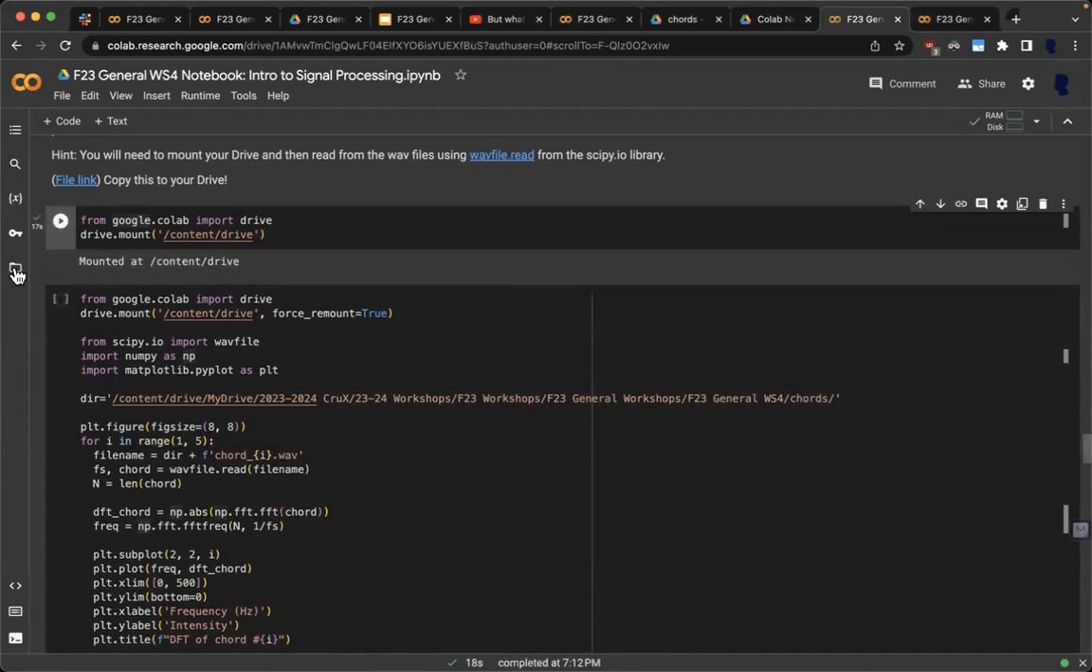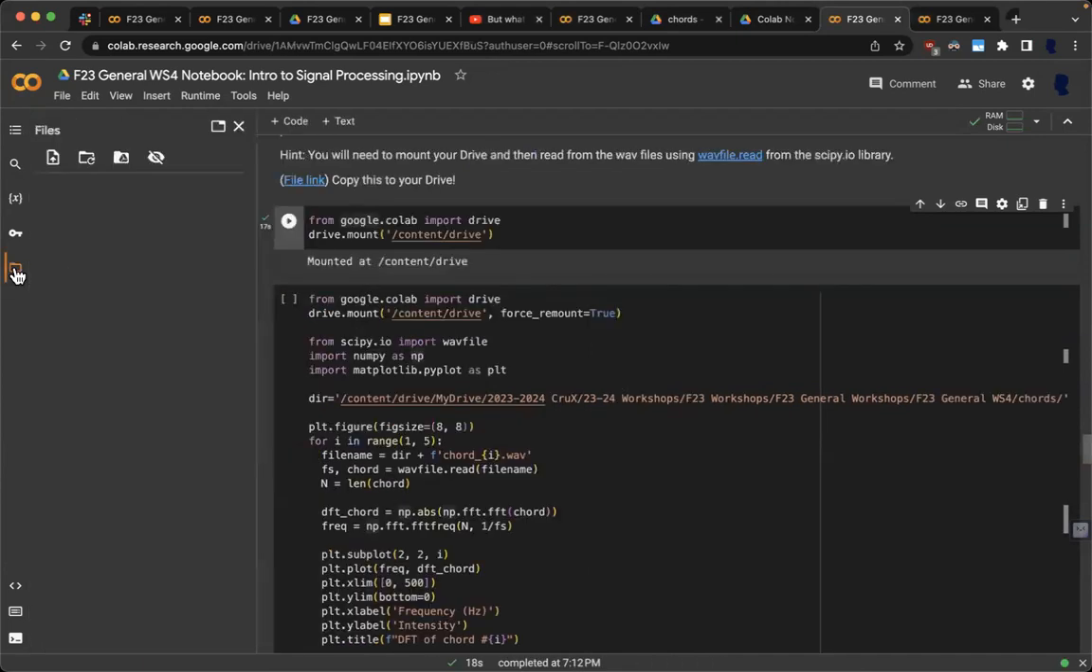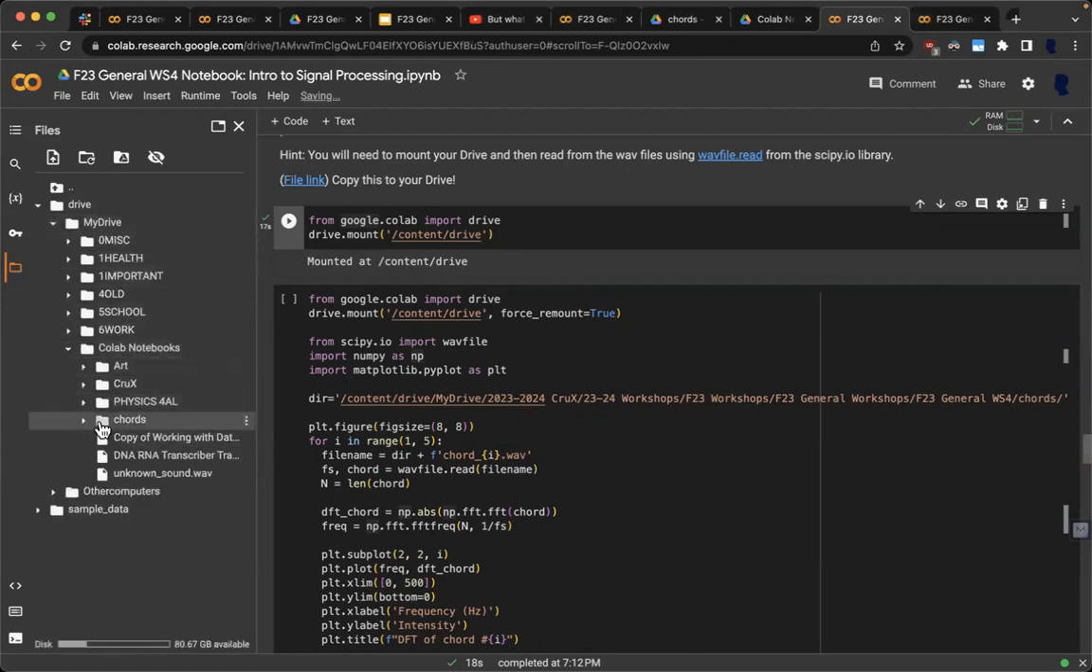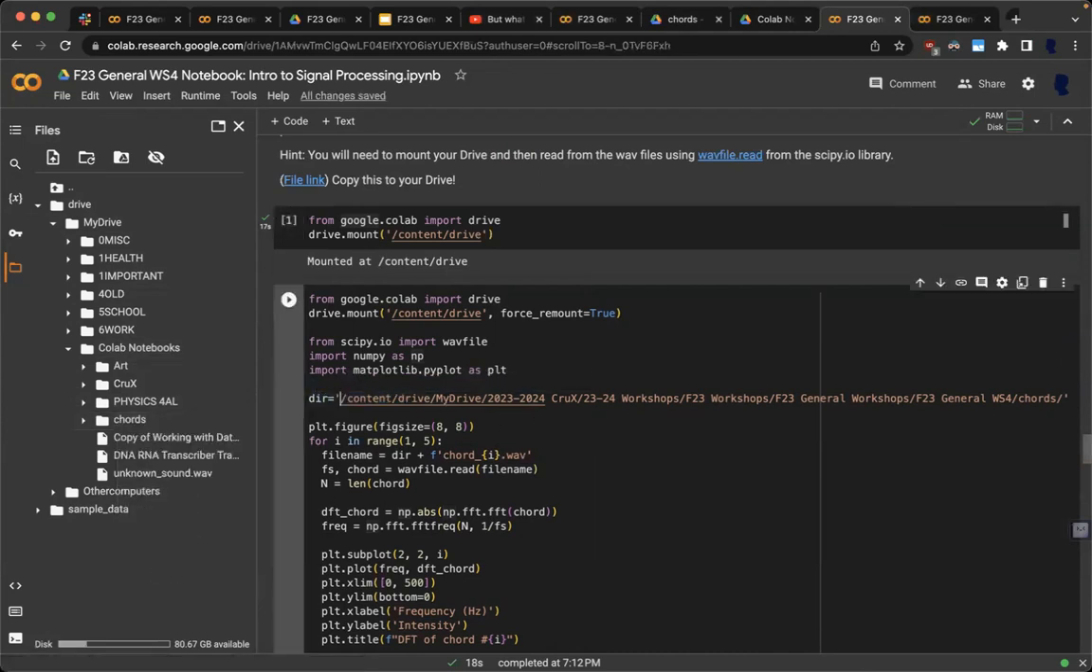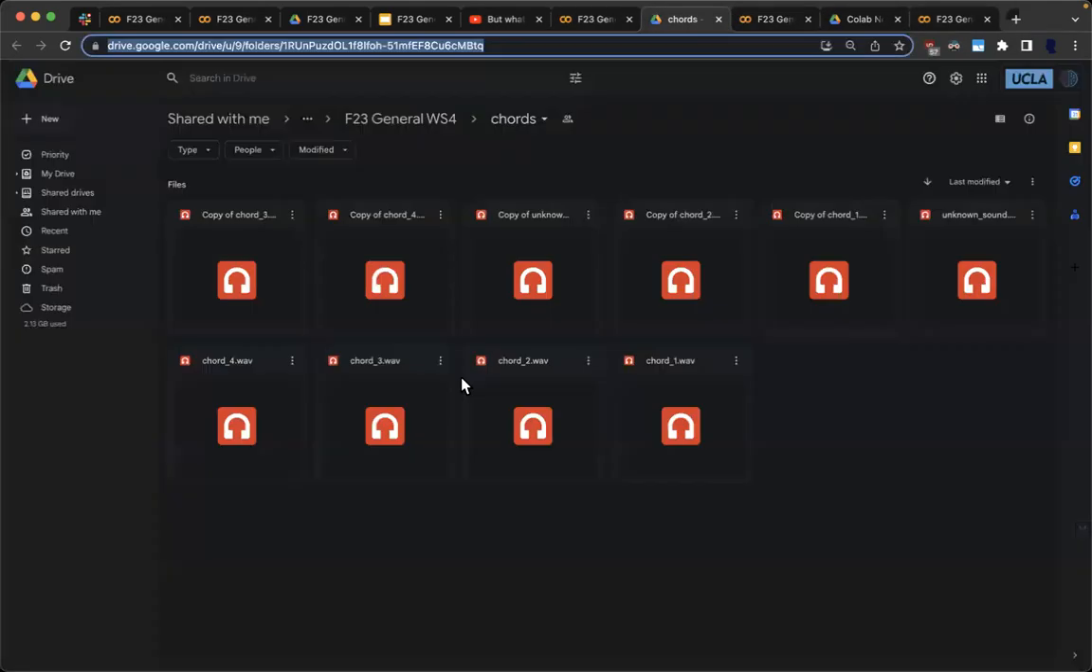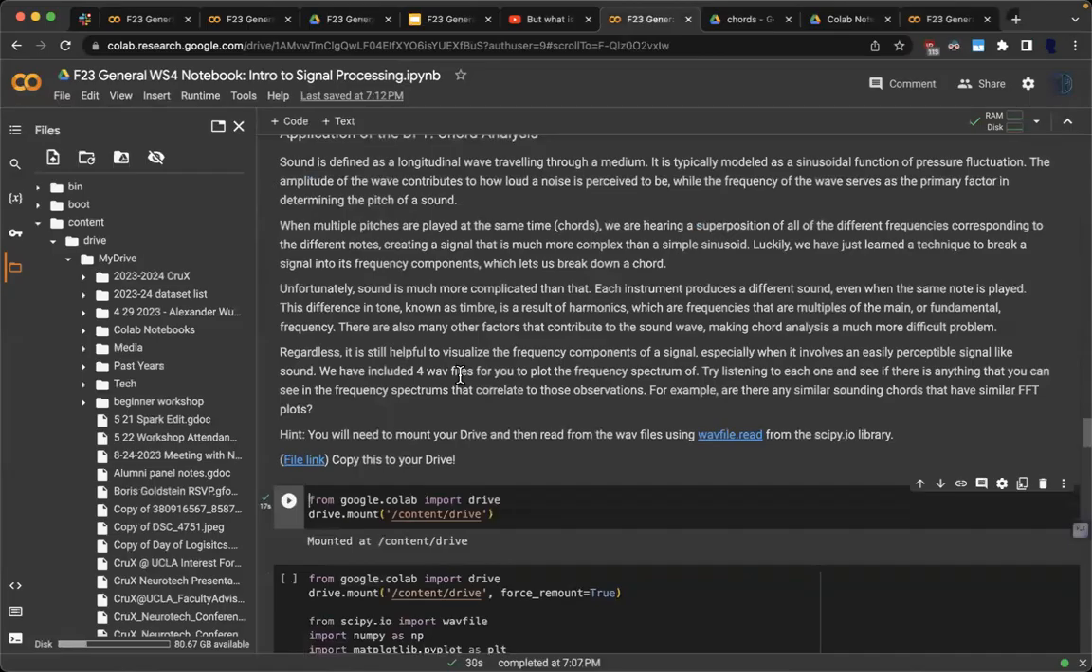Okay, and then just real quickly. Basically you go to Drive, you find that place where you put all the chord files. For me, it was around here. You right click that chords path, you copy the path, and you just want to put it right here. So yeah, that should work. And I guess you already have those.